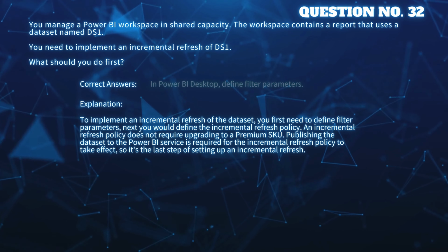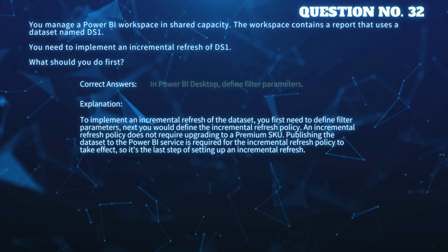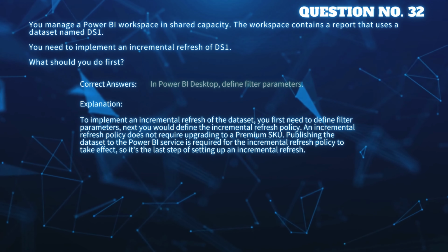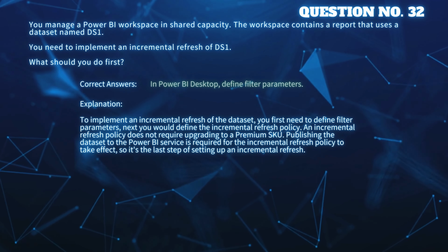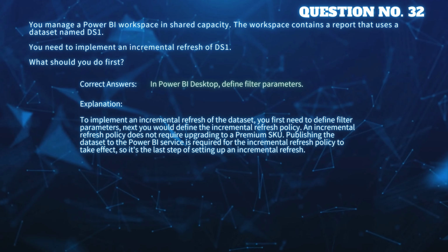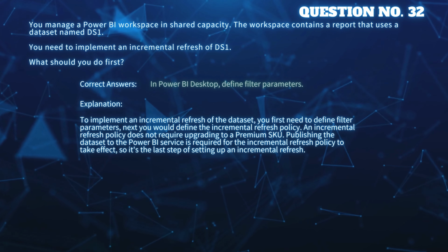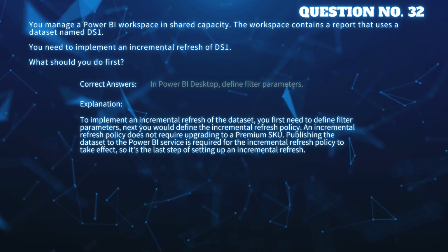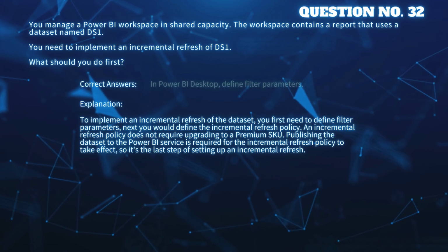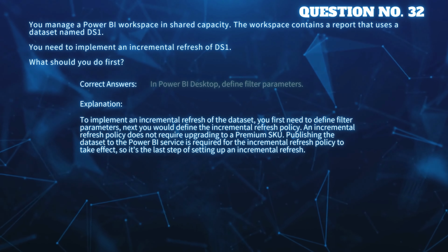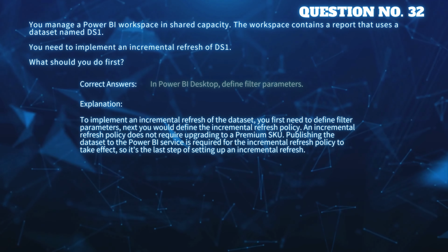Correct answers: in Power BI Desktop, define filter parameters. Explanation: to implement an incremental refresh of the dataset, you first need to define filter parameters. Next you would define the incremental refresh policy. An incremental refresh policy does not require upgrading to a premium SKU. Publishing the dataset to the Power BI service is required for the incremental refresh policy to take effect, so it's the last step of setting up an incremental refresh.